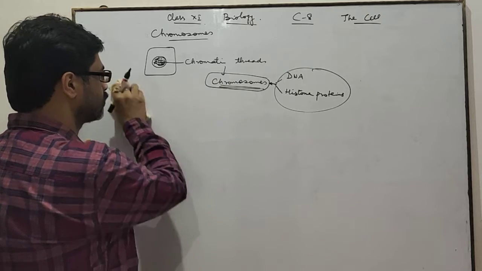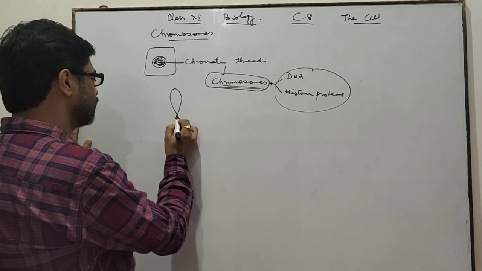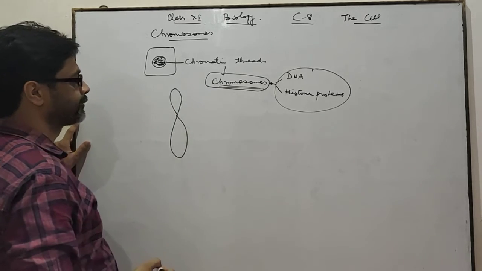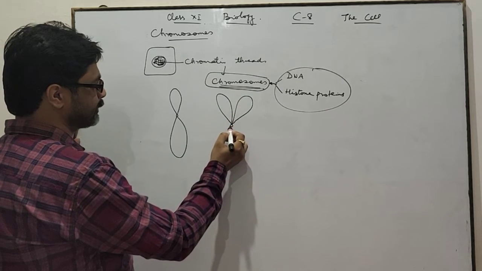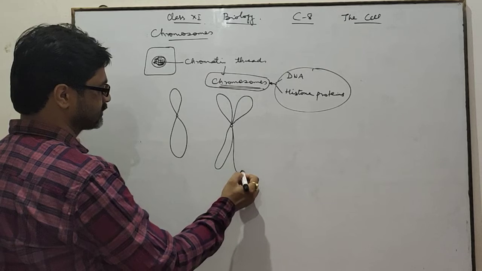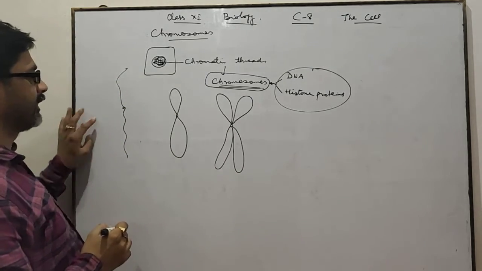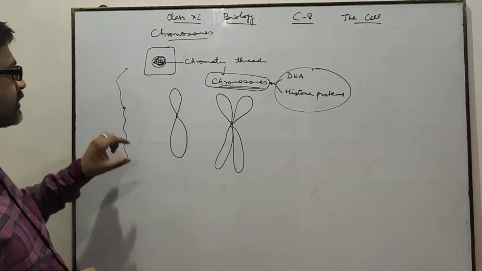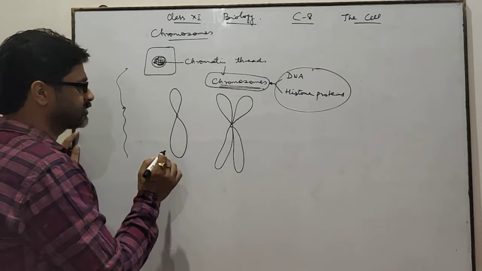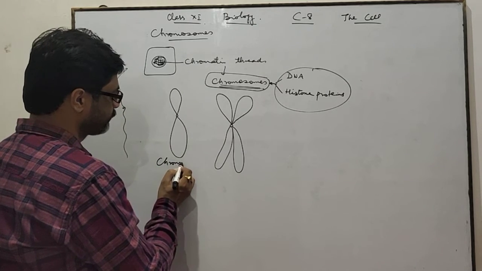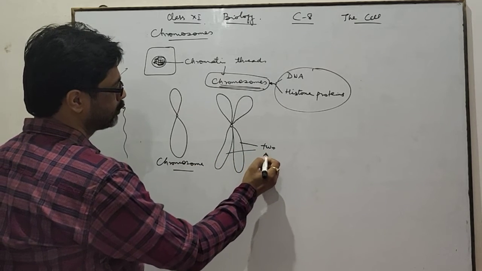You know that chromosomes are made up of two chromatids. This one is a chromosome. During cell division, this chromosome splits into two chromatids like this. First of all, chromosomes are found like this in the form of chromatin threads. This chromatin thread on condensation forms a chromosome, and this chromosome is made up of two chromatids.